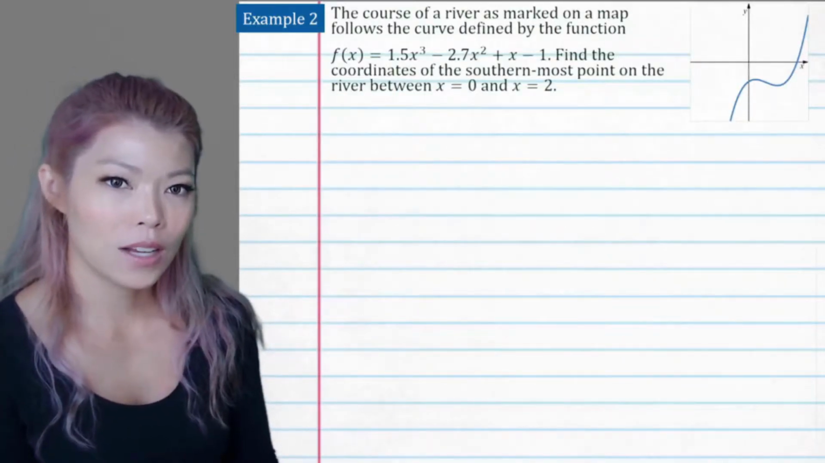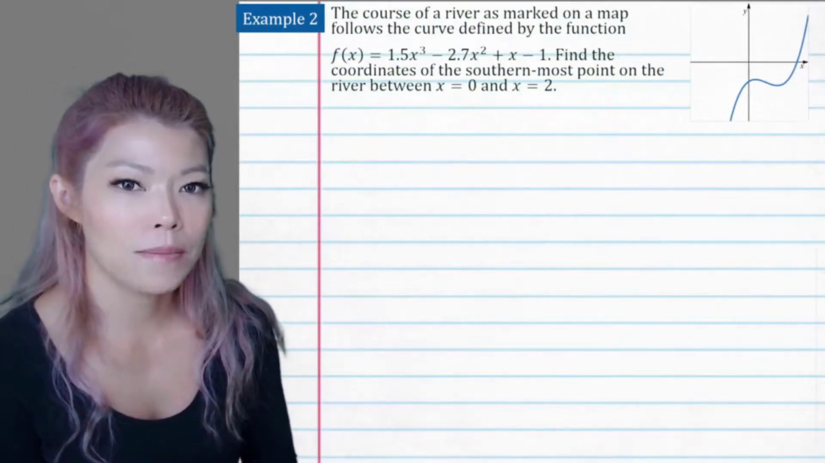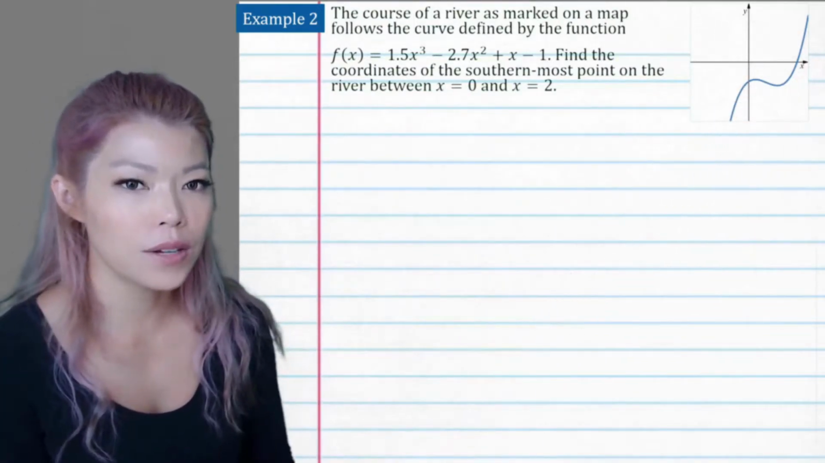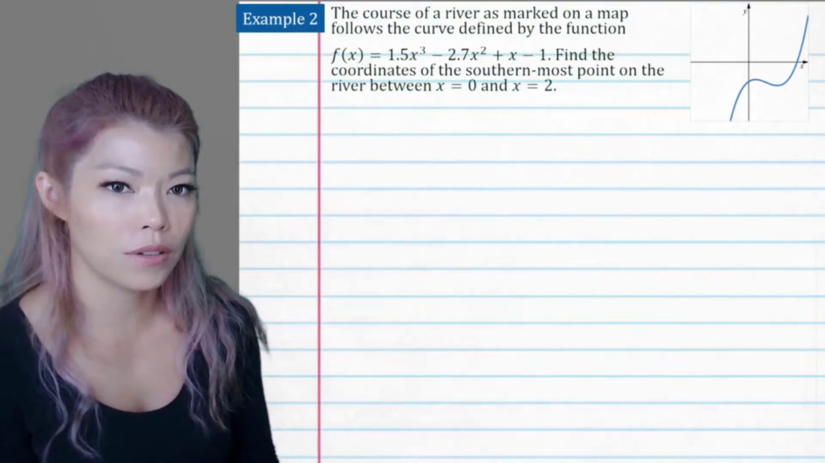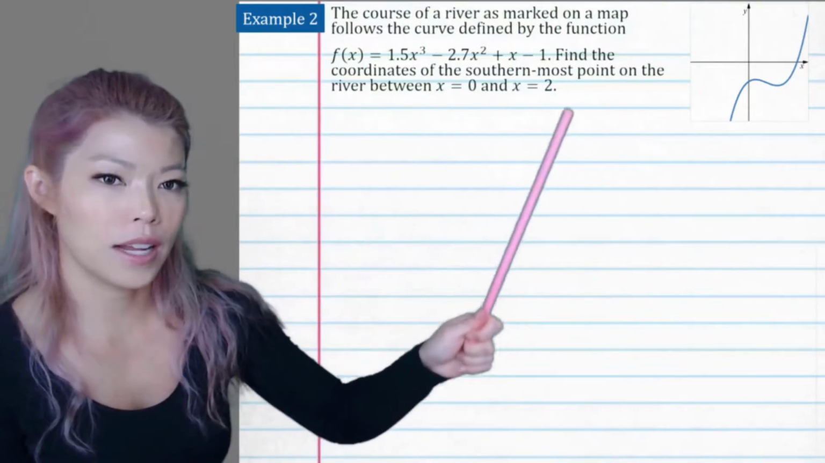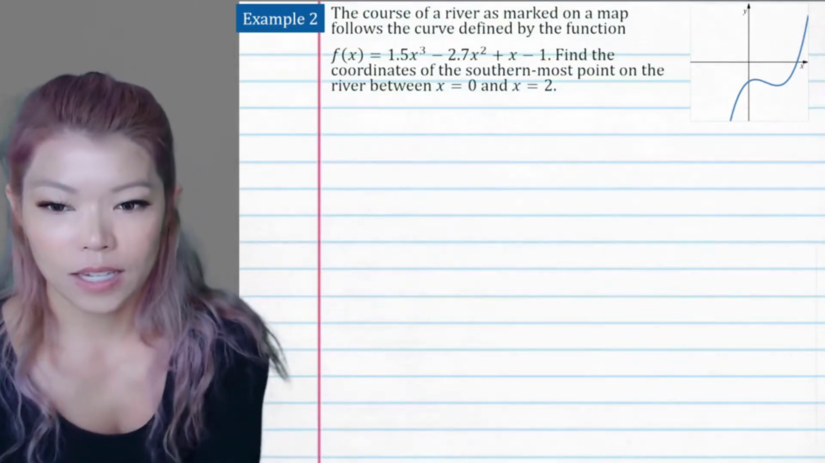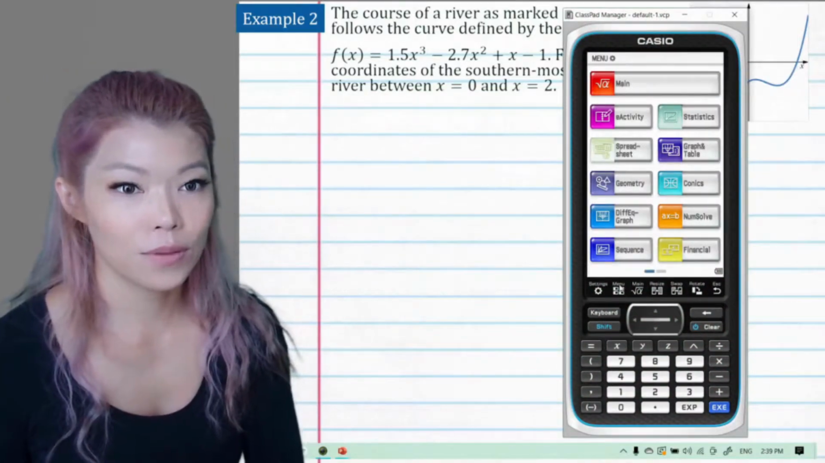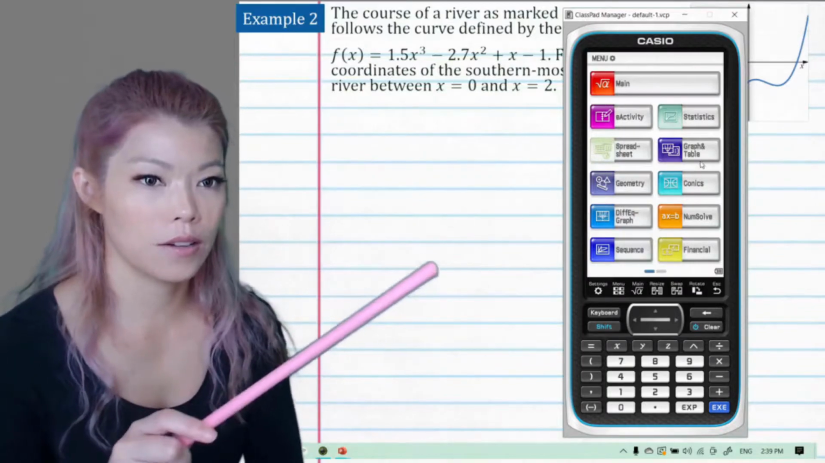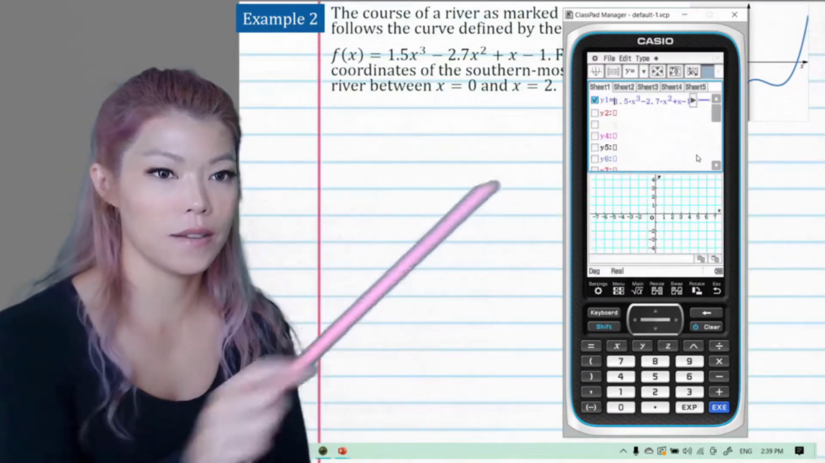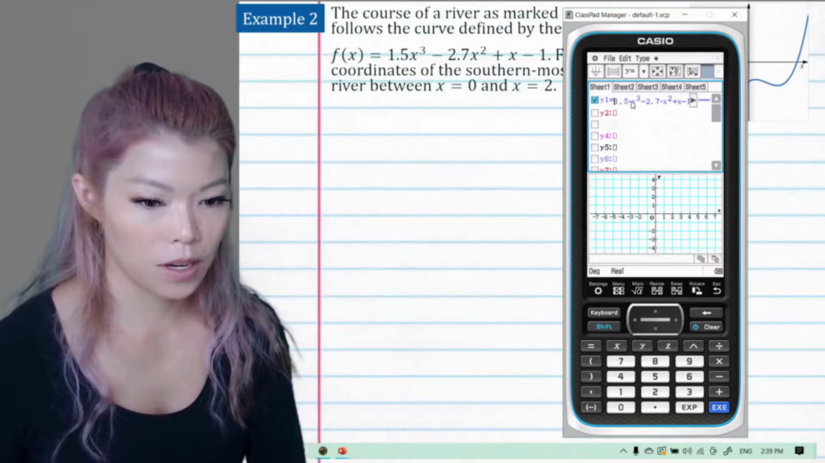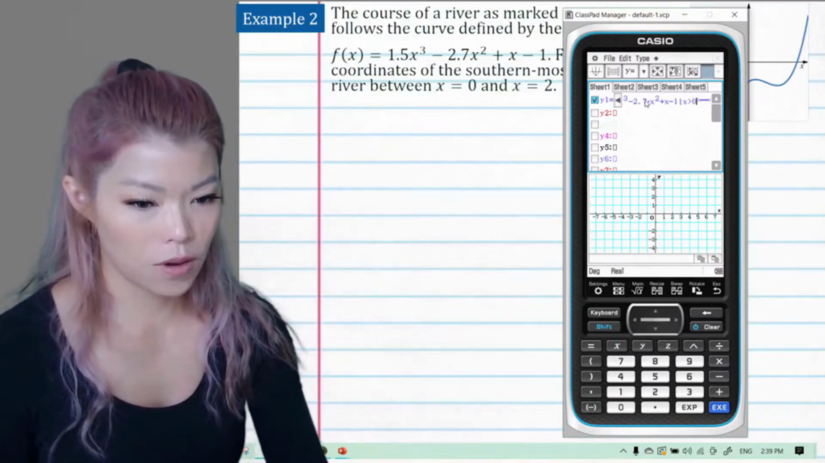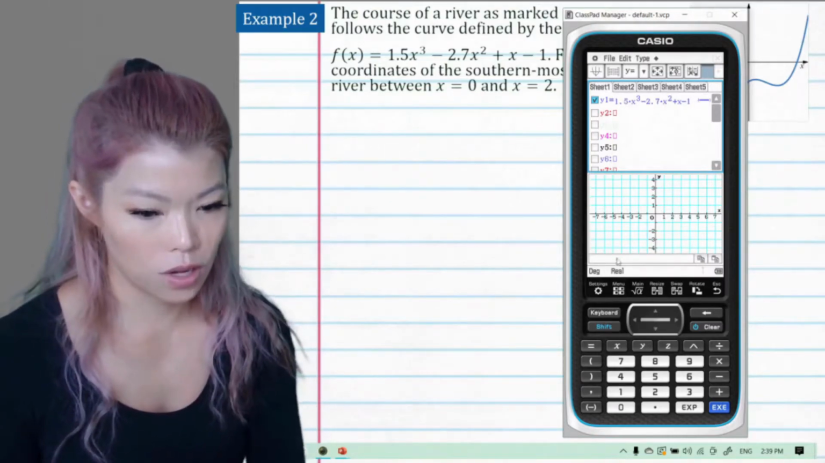Example 2. The course of a river as marked on a map follows a curve defined by the function. It looks like that. Find the coordinates of the southernmost point on the river between X is 0 and X is 2. So let's get a CAS calculator out. So for this question, we're going to use the calculator graph tab. So that button there. Then we go in here, we type in the equation. I've just typed it, but you can type it.